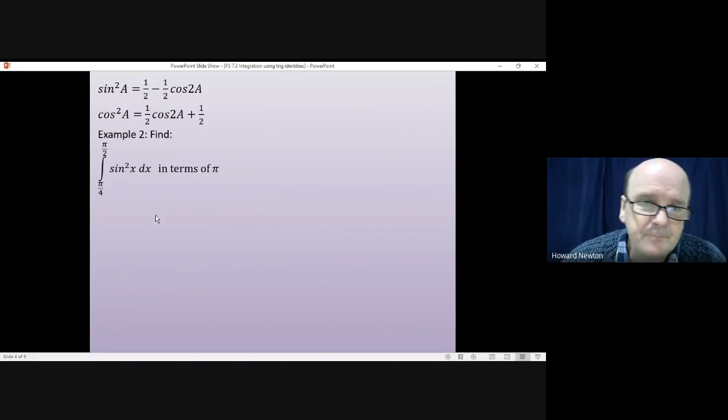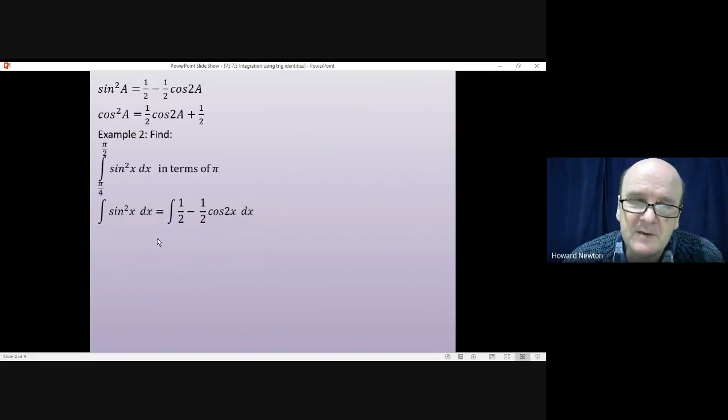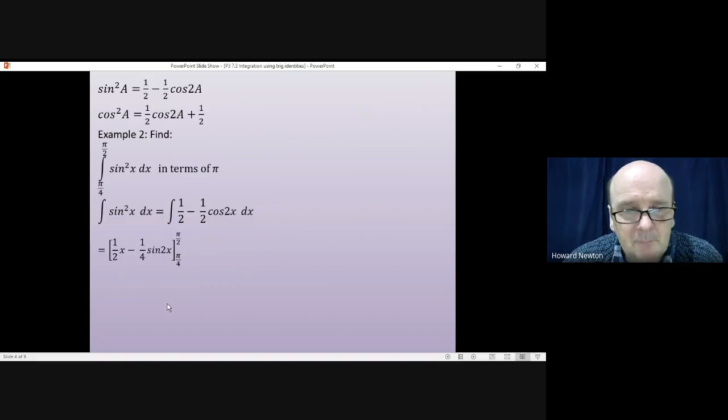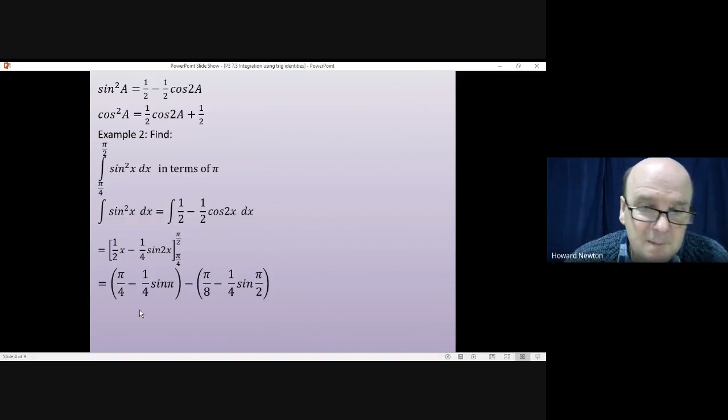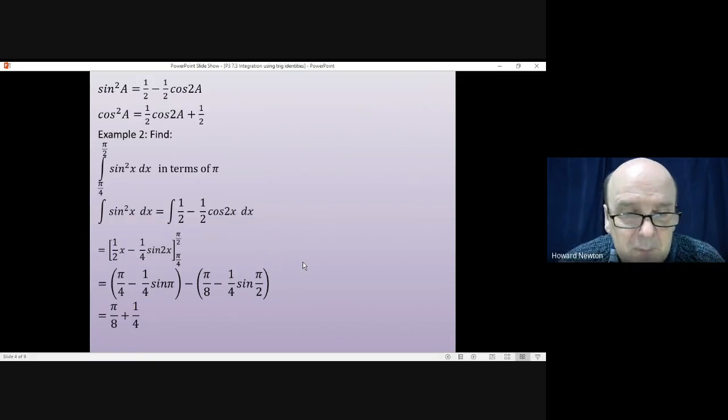Okay, let's have a look. So as before, sine squared is a half minus a half cos 2x. Integrating that gives us a half x minus a quarter sine 2x. Then we need to put in the limits, pi by 2 and pi by 4. That will give us pi by 4 minus a quarter sine pi, take away pi by 8 minus a quarter sine pi by 2. Now sine pi is sine of 180. That'll be 0, so that term will vanish. Sine pi by 2 is 1, so that term will just become a quarter. And all of that simplifies to pi by 8 plus a quarter.